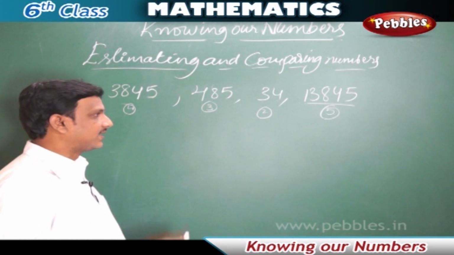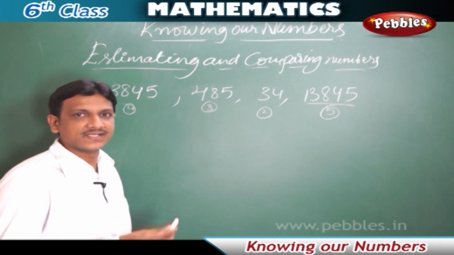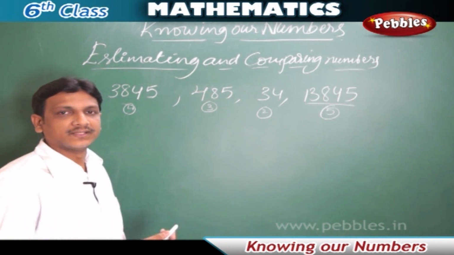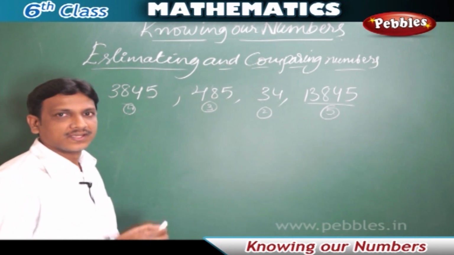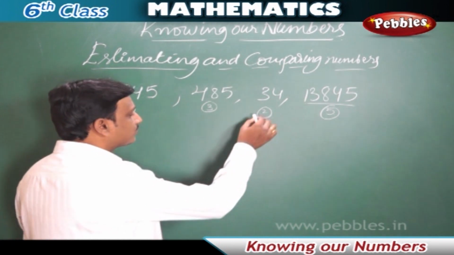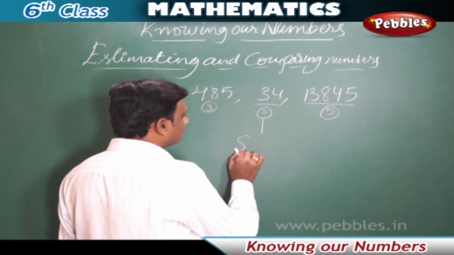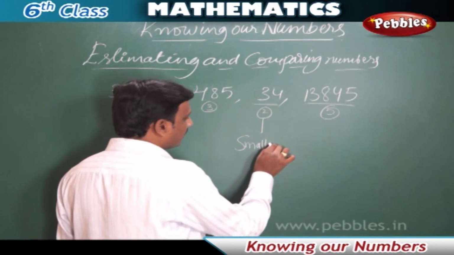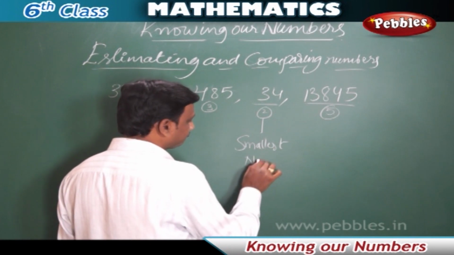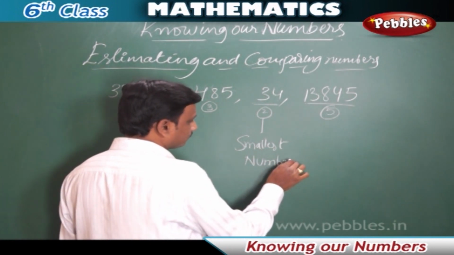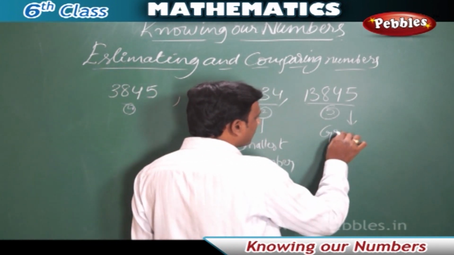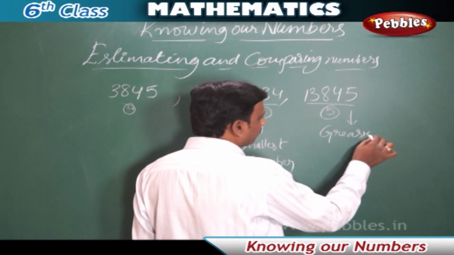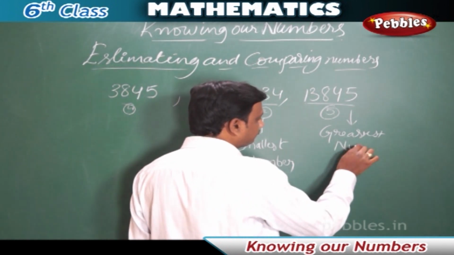So we know that the number which is having more digits is the greatest number, and the number that is having fewer digits is the lowest number or the smallest number. So this is the smallest number. And this number is the greatest number among the given numbers.